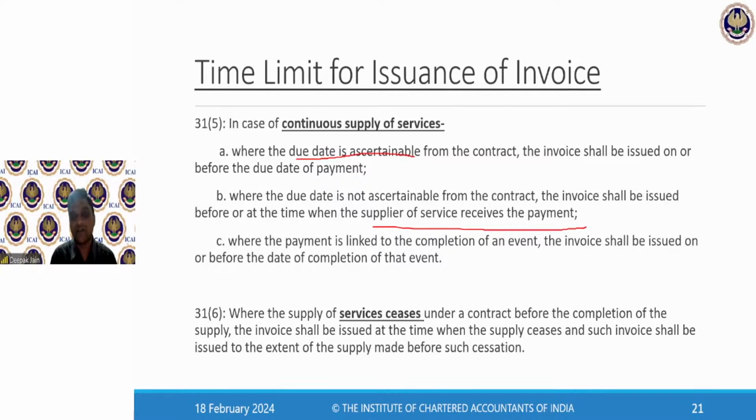So first is the contract, second is the payment, or where the payment is linked to the completion of an event, the invoice shall be issued on the date of completion of the event. So 3 cases where there is a fixed time limit. If the date is ascertainable, then the date of payment. If the date is not ascertainable from the contract, then when the payment is received. So generally for continuous supply, there will not be a reading or something which happens, unlike for goods. Here the timeline will be fixed, that monthly you have to make the payment.